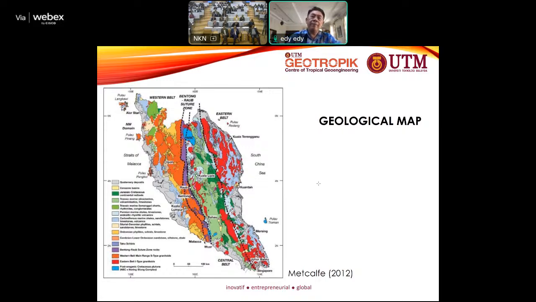So we have very different types of rocks generated from the past histories 200 million years ago, and the latest one about 100 million years ago when Malaysia is more stable. So this is one of the important things when we are dealing with underground applications in Malaysia.